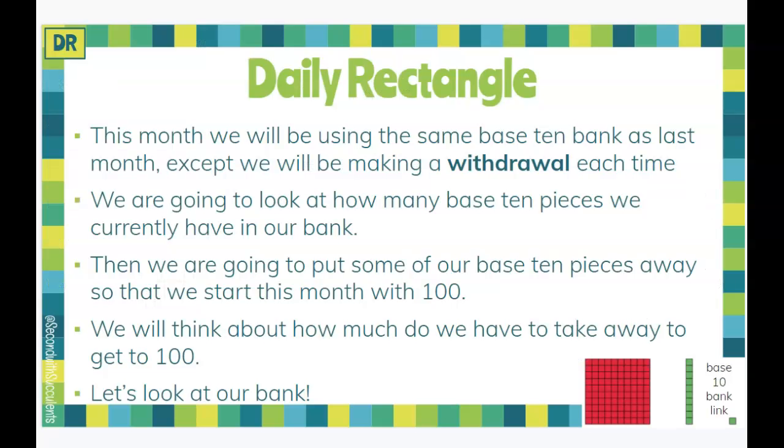For Daily Rectangle this month, we will be using our Base 10 bank to make withdrawals from the bank each time we visit it. A withdrawal is something that people do when they take money out of the bank. So we'll be doing that with our Base 10 bank this month. We'll be making withdrawals. Before we can make our first withdrawal, we need to have a look at our Base 10 bank and see how many pieces we have in there right now. Then we're going to take some of our pieces and set them aside to use later if we need them.